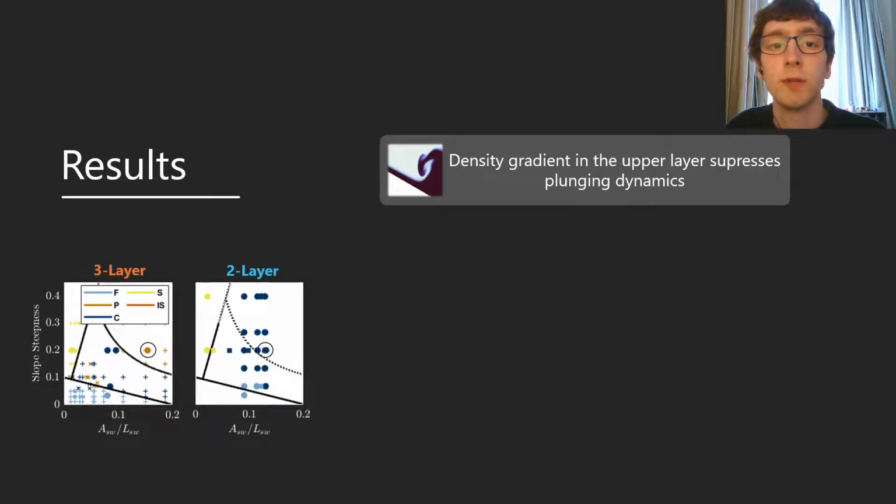However, moving to the two-layer stratification, we lose the ability to form plunging breakers. Instead, the collapsing breaker is formed across both of those two regimes. We believe this is because having a density gradient throughout the entire top part of the water column suppresses the ability to form plunging dynamics, which form at the pycnocline.